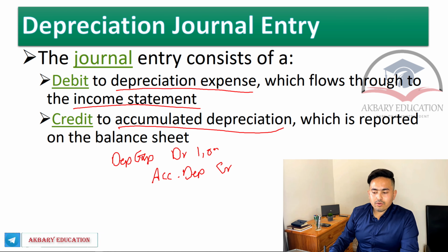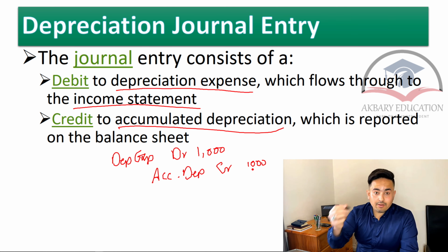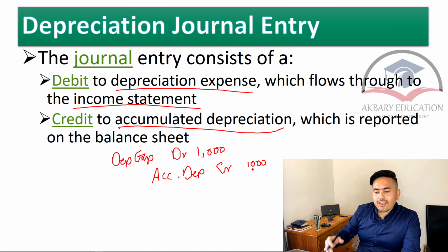So what we are going to do is $1,000 debit to the expense, which is depreciation expense, and it goes to the income statement. And there is a $1,000 credit to accumulated depreciation, which goes to the balance sheet. How it is presented within the balance sheet, come to here.